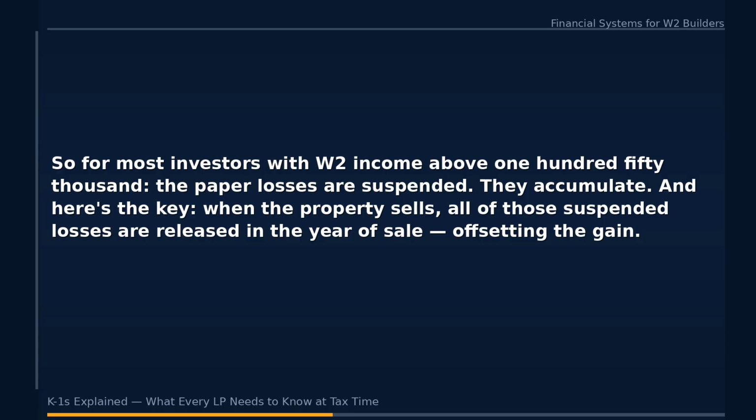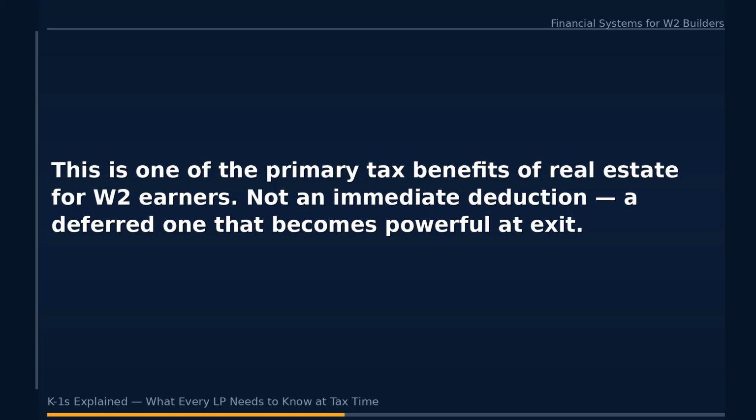They accumulate. And here's the key: when the property sells, all of those suspended losses are released in the year of sale, offsetting the gain. This is one of the primary tax benefits of real estate for W-2 earners. Not an immediate deduction, a deferred one that becomes powerful at exit.